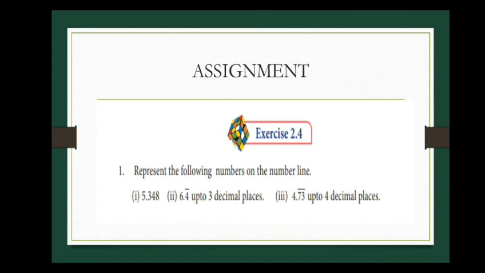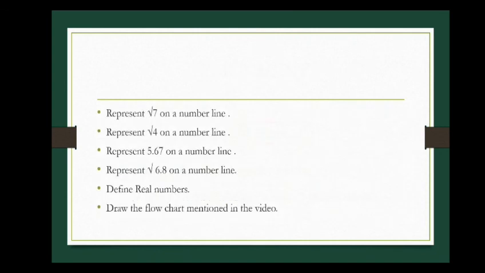Represent the following numbers on a number line. 5.348, 6.4 bar up to 3 decimal places. So you have to represent 6.444 on the number line. Okay. Next, 4.73 bar up to 4 decimal places. So which number do you have to represent? 4.7373. Okay, you have to represent those numbers on the number line. After completing exercise 2.4, try to do this assignment also.